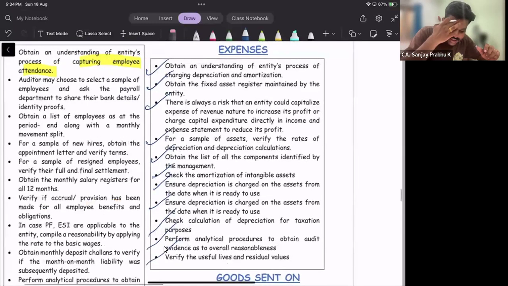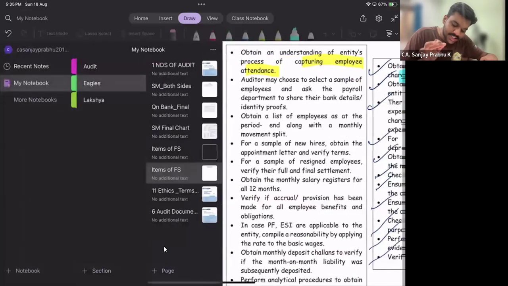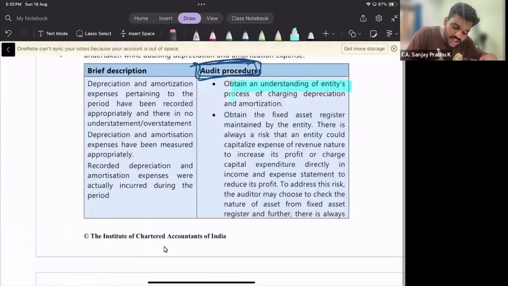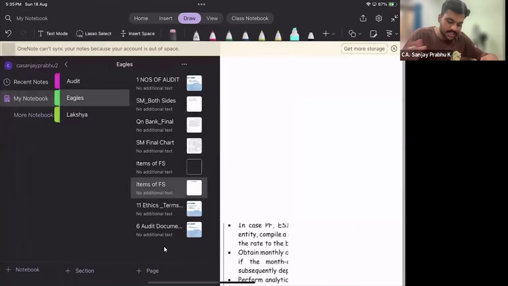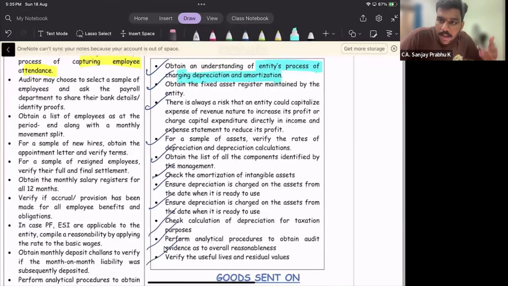First, obtain an understanding of the entity's process of charging depreciation and amortization. You can see the same point here. What do you mean by that? See, there are different methods, right? SLM method, WDV method, production unit method. As an auditor, I should obtain an understanding of which method has been used by the management to charge the depreciation.